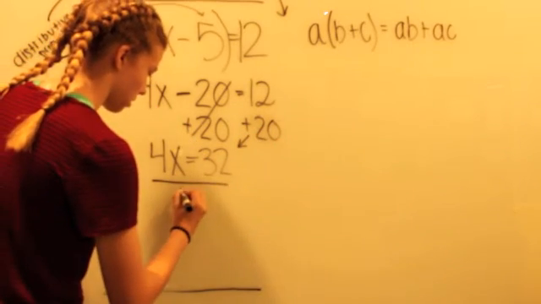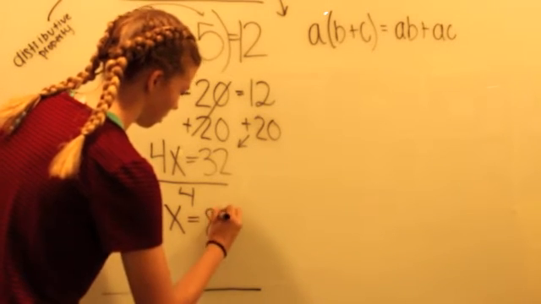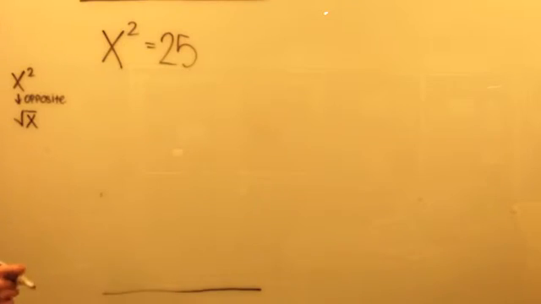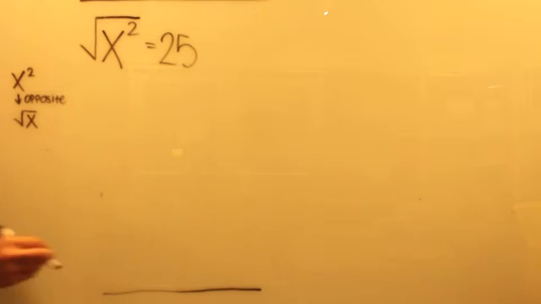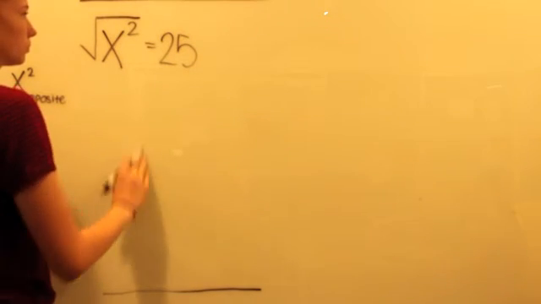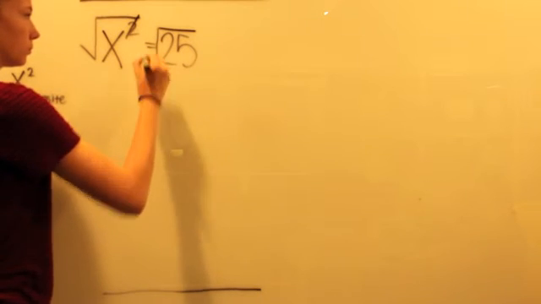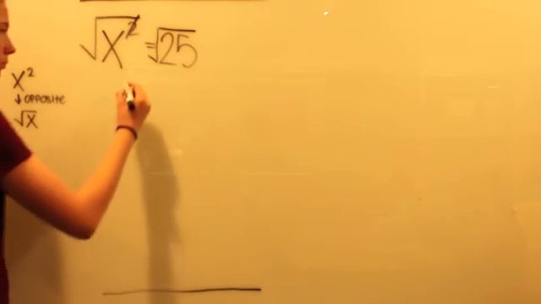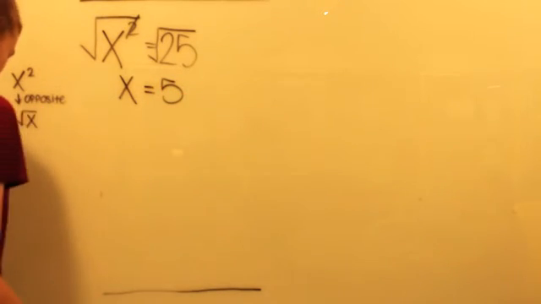Now we are going to divide the whole equation by 4, giving us x equals 8. When doing this equation, keep in mind that finding the square root of x is the opposite of x squared. So we're going to find the square root of x squared. This means that these two will cancel each other out. But because we did it on one side, we have to do it on the other side. And the square root of 25 is 5. This means x equals 5.